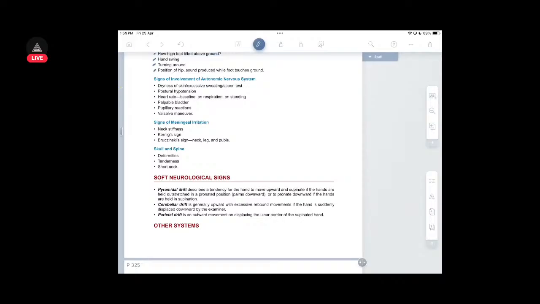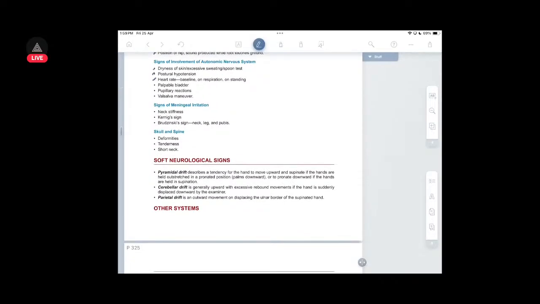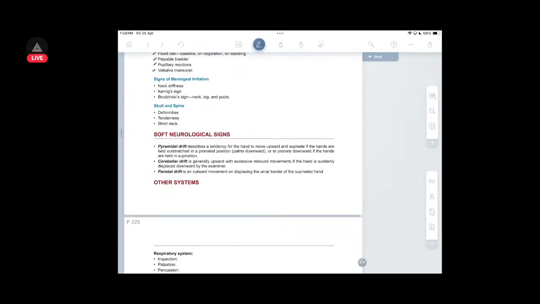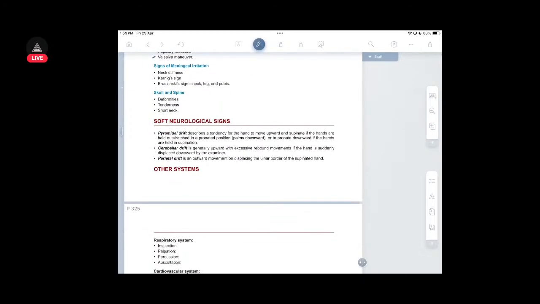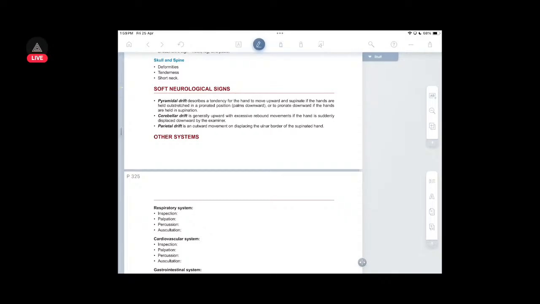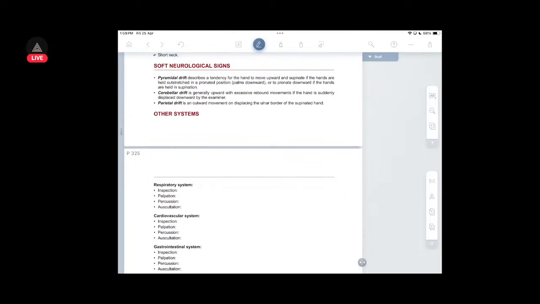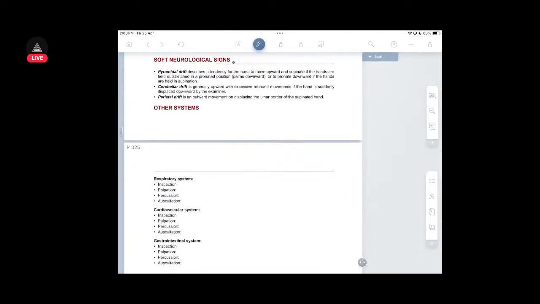Signs of involvement of the autonomic nervous system: postural hypotension, baseline heart rate, palpable bladder, and pupillary reaction with Valsalva maneuver can be checked. Signs of meningeal irritation: neck stiffness, Kernig sign, or Brudzinski's sign. Skull and spine: deformities, tenderness, and short neck. Soft neurological signs: pyramidal drift, cerebellar drift, and parietal drift.